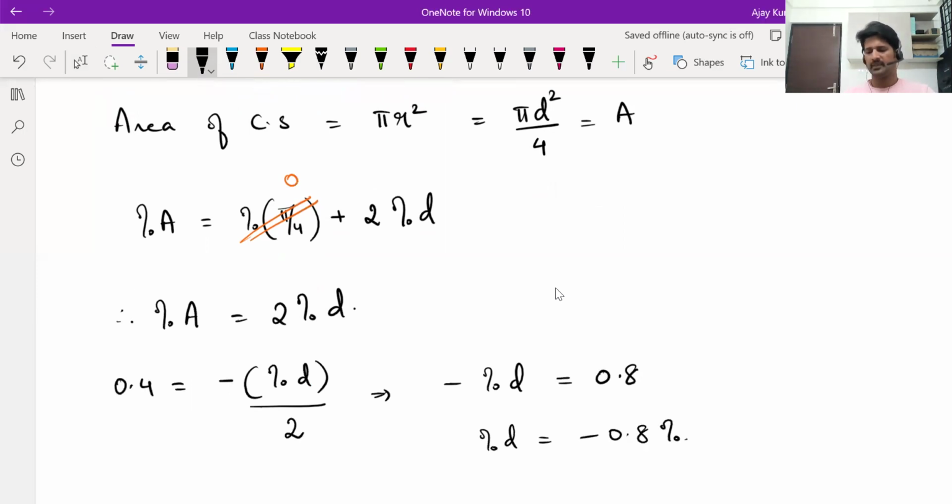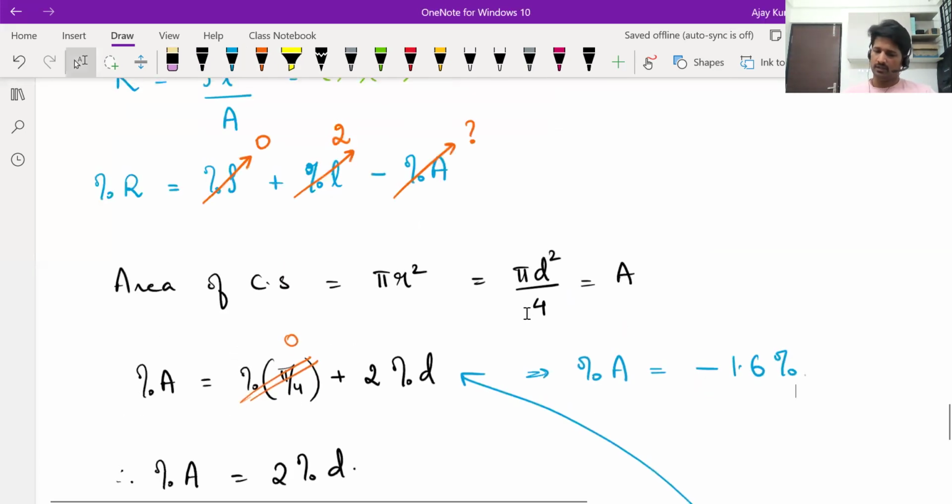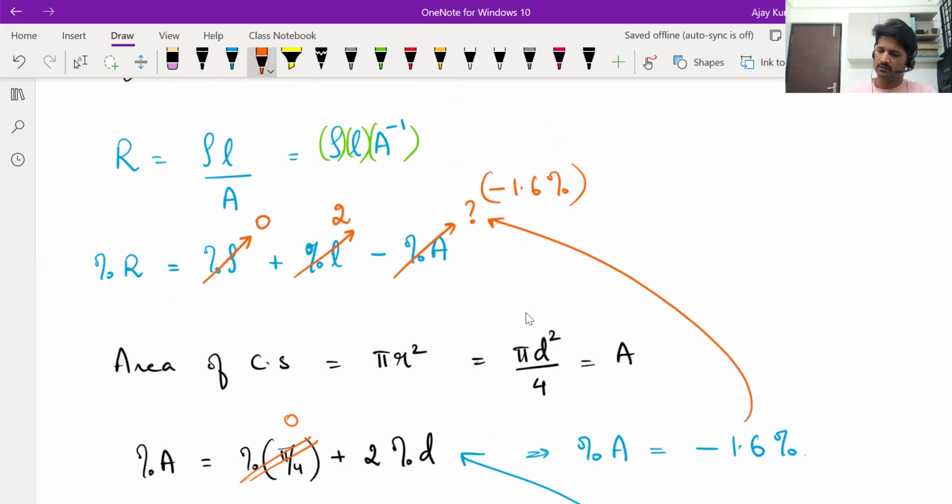And it makes sense. Length increased by 2% means we stretch the wire, then diameter has to decrease. And that's why we have a minus sign in percentage change of diameter. So minus 0.8%. Put that here. You can then say that the percentage change in area would be minus 1.6%. Okay. Now put that here. Minus 1.6%. Minus of minus becomes plus, and therefore the percentage change in resistance becomes 3.6%.